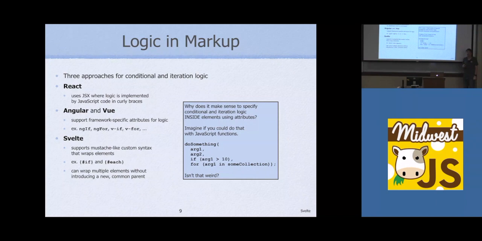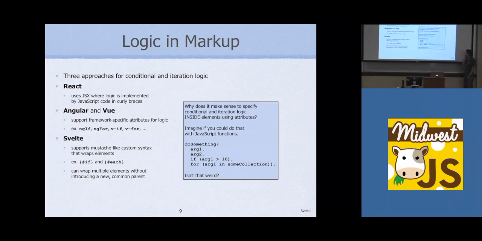Another way of looking at this, though, is what would it be like if you could use the Angular and Vue approach in JavaScript, like to call a function? Well, this is what it would look like. I might have this function do something, and I pass it 2 arguments, but then I want to specify at the end, well, really, I don't always want to call this. It looks like I'm calling it, but I want to tell you, don't call it unless arg1 is greater than 10. It's kind of like using an ngIf or a v-if.